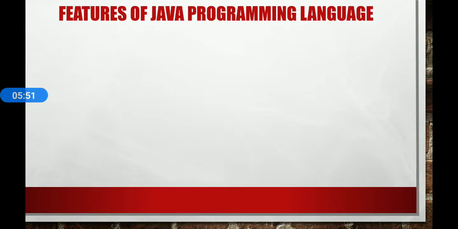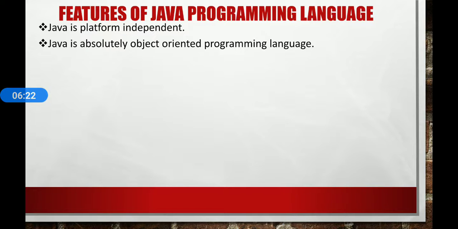Now let's see the features of the Java programming language. The latest version of Java at the time of writing is 12. The Java programming language has the following major features. Java is platform independent. Its programs are said to be write once, run anywhere, since they can run on any operating system and hardware.